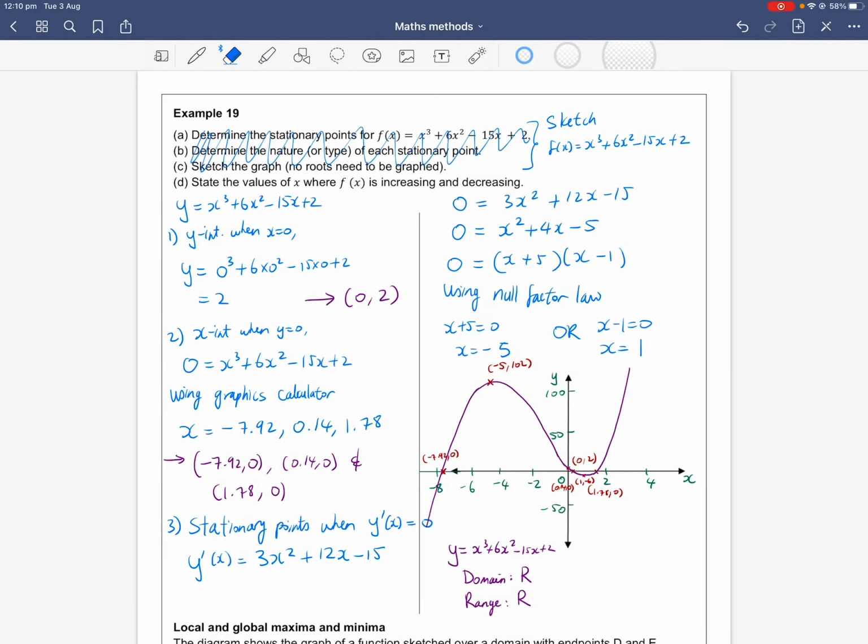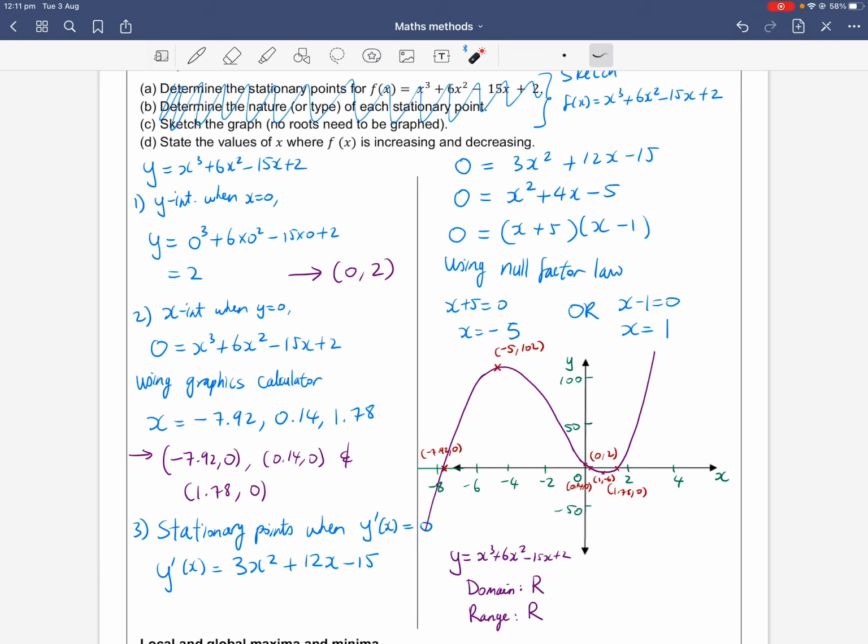Okay, so let's finish off example 19D, which says state the values of x where the function is increasing and decreasing. If we look at our graph, our function is increasing at the places where the tangent is positive. So we drew tangents to every point on our graph. We can see that right now it's pointing upwards up until we reach that flat stationary point.